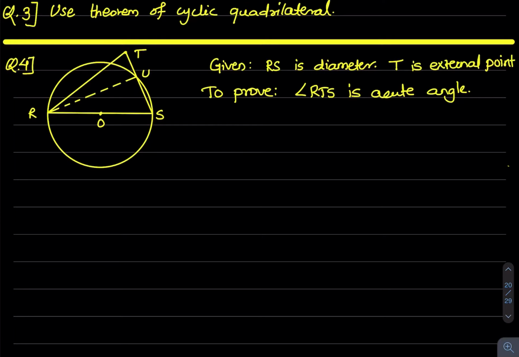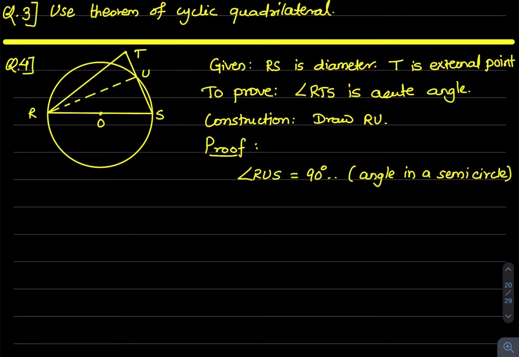So angle RTS is an acute angle, which is to be proved. Now we will need a little construction. Draw this segment RU, where U is the point where the circle and this line intersect. So construction: draw RU, then proof.